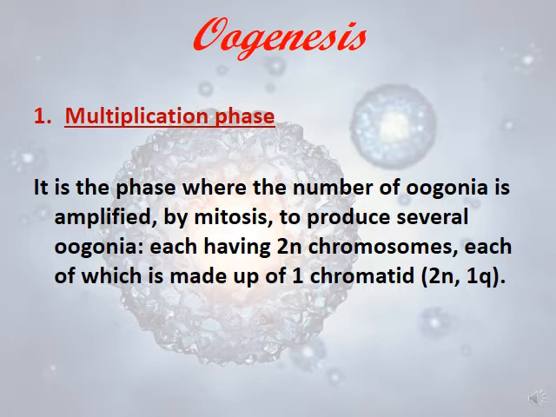So the first phase in oogenesis is called the multiplication phase, where the number of oogonia is multiplied, increased by the process of mitosis to produce several oogonia. Each of these has 2N chromosomes, each made of 1 chromatid.